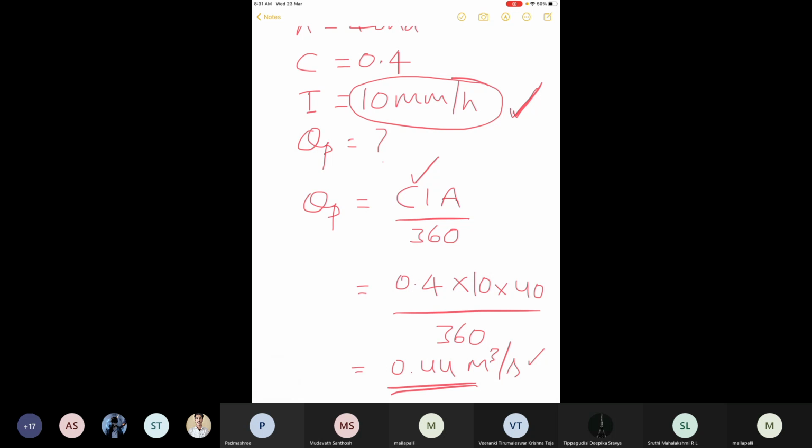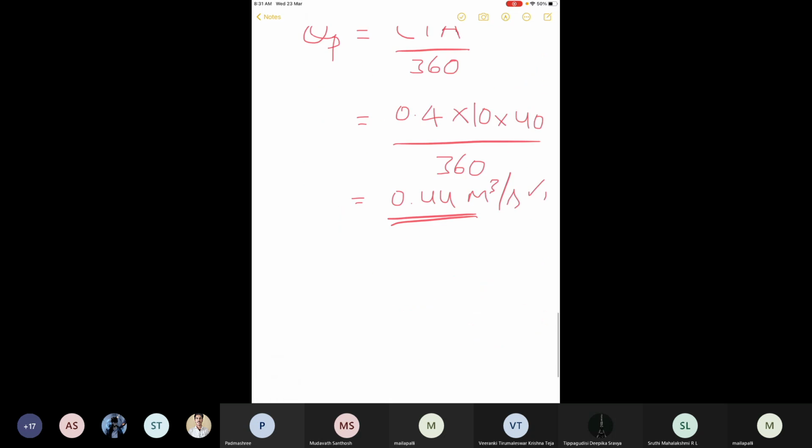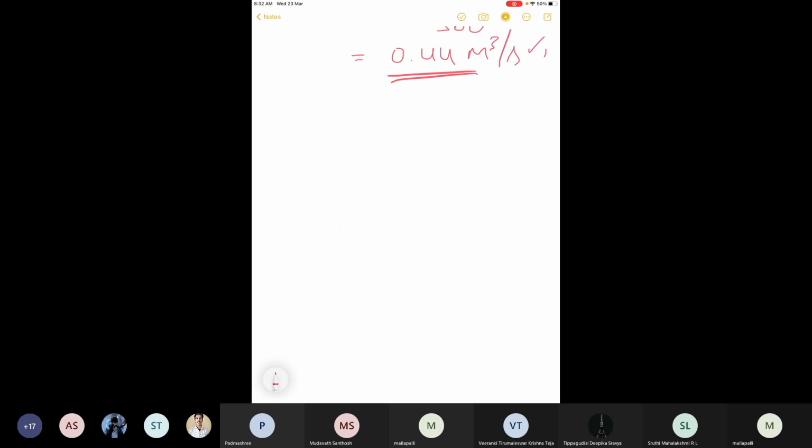As I mentioned, these values, like the C value and I value, we can pick from some tables. So let's see how we can estimate these values if some tables are given in the problem. I'm going to reproduce the rational method procedure.